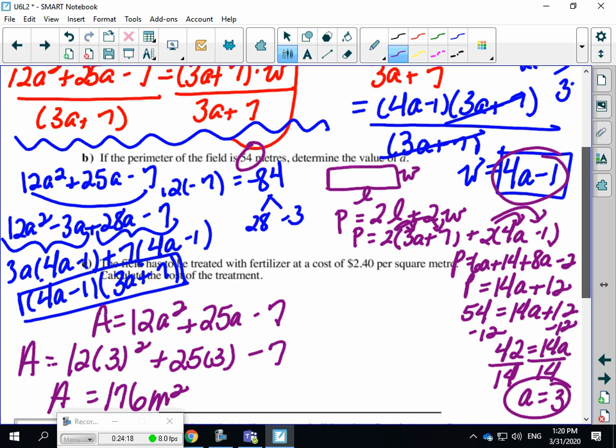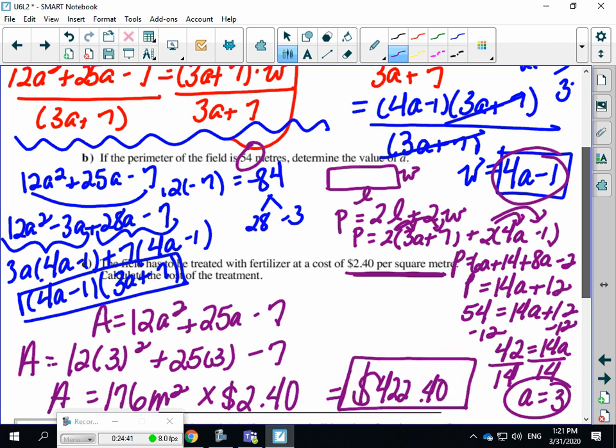So to figure out the cost of the fertilizer, it's $2.40 per square meter. So if I know that the total area is 176 square meters, I'm going to multiply this by $2.40. So when we multiply by $2.40, this equals a total cost of $422.40. And there's your final answer.